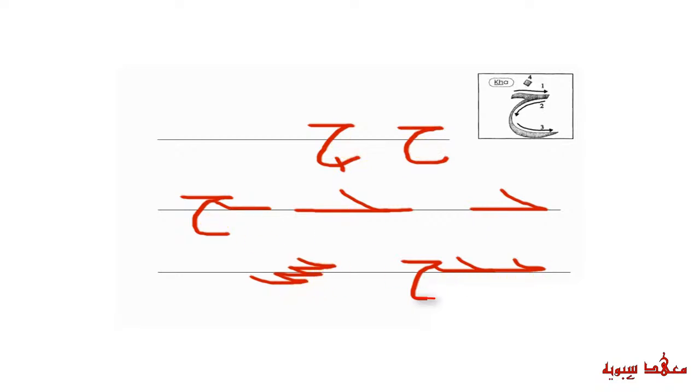Next we have the Kha. It's the same way, but the difference is where the dot is. Let me just show you where the dot is supposed to be. So in its isolated form, it goes on top here. Similarly here, it goes on top. And similarly here, it goes on top as well.